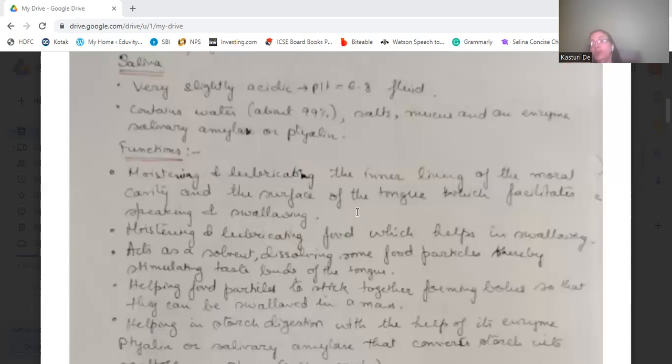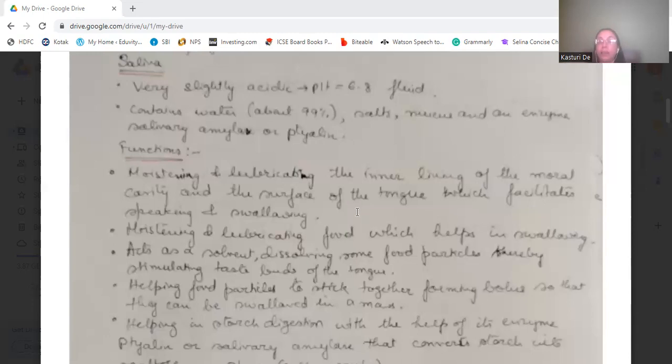So saliva, what does it do? As it is slightly sticky, it will help the food particles to stick together, forming a ball-like substance which is known as bolus, so that it can be swallowed as a mass, not in bits.